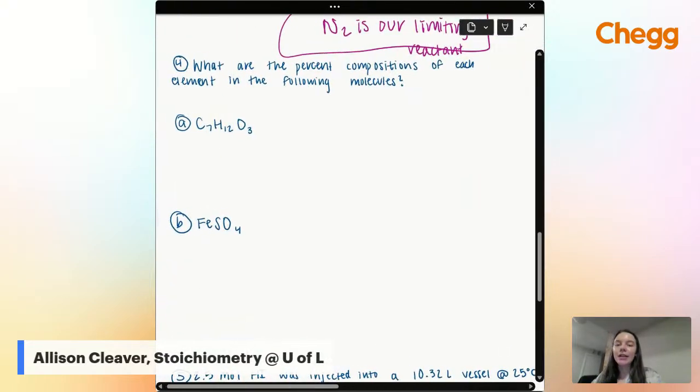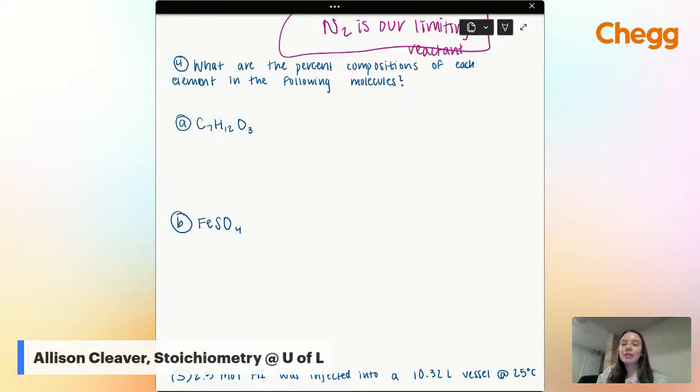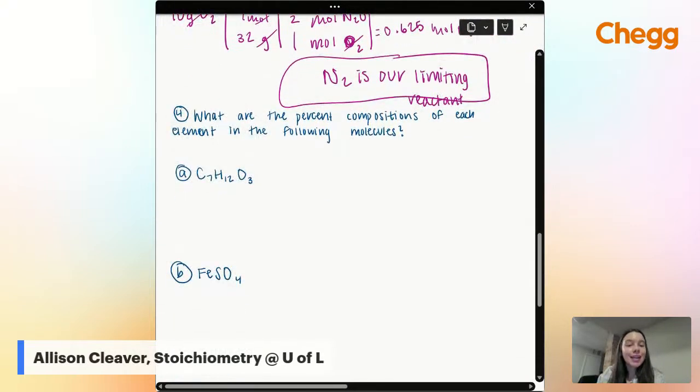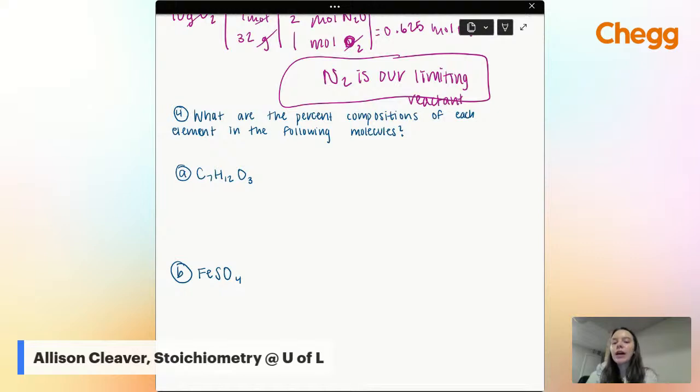For another new skill we're learning this week, we want to know what the percent composition of each element in the following molecules is. So this is a little easy. I figure we have multiple really long problems, so let's do a short one that is kind of fun, in my opinion. Y'all might not think the same. But we want to find the percent composition of each element in the following molecules.